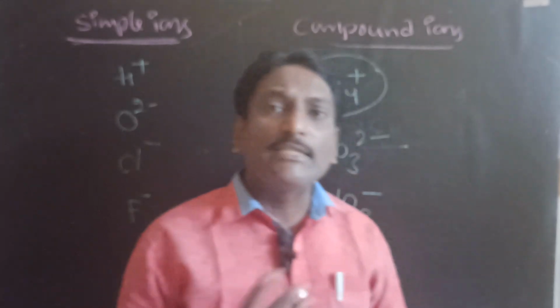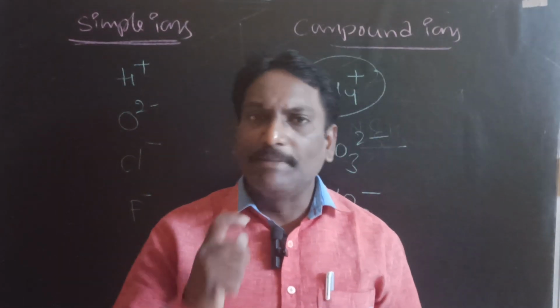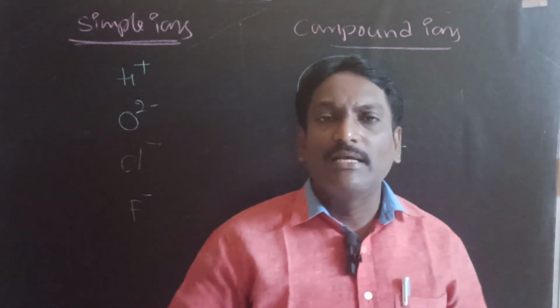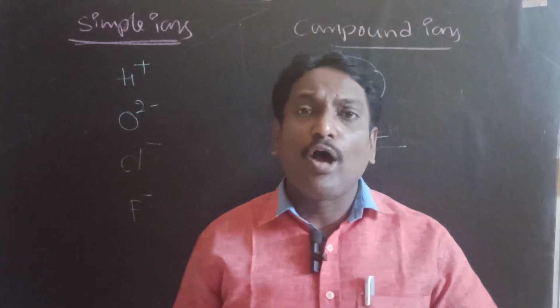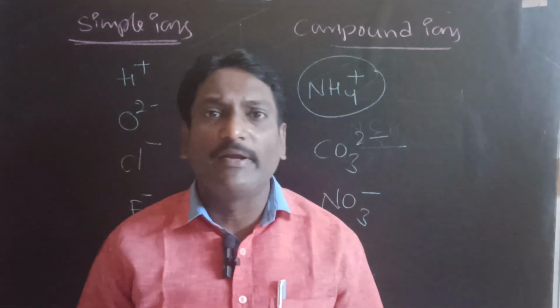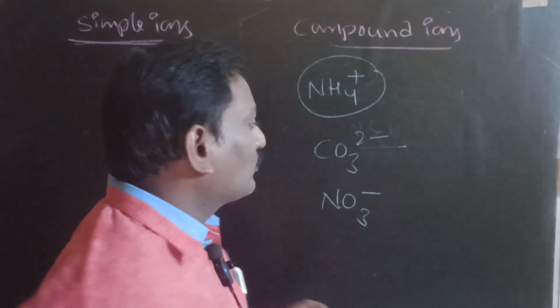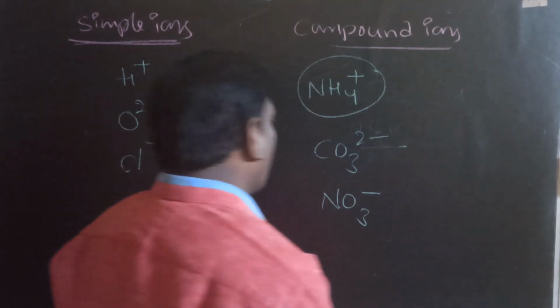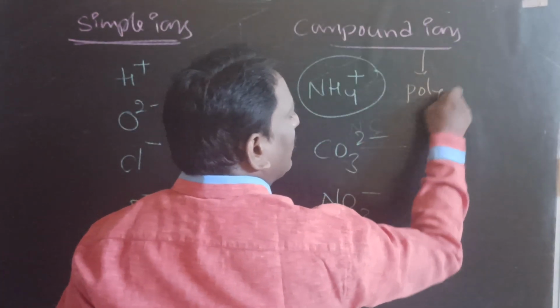So ions are classified into different types based on their composition: simple ions and compound ions. Simple ions are made up of only one kind of atom. Compound ions are made up of different kinds of atoms of different elements. Compound ions are also called polyatomic ions. Please make a note of it.